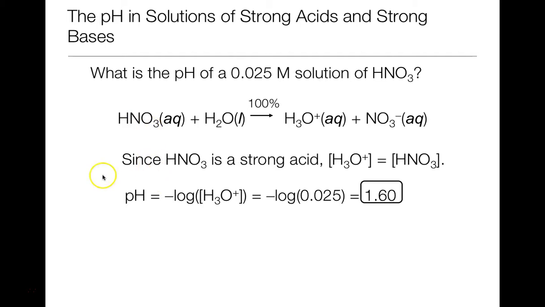Based on that assumption, to find the pH, we remind ourselves that by definition, anytime I see P, I'll be using the function negative log. H is going to stand for the concentration of hydronium. At that point, we know hydronium is equal to the concentration of HNO3, which is equal to 0.025. Plug it in: pH of 1.6. We ask ourselves, does that make sense? An acid is going to be less than 7, and a pH of 1.6 would make sense for an acid.